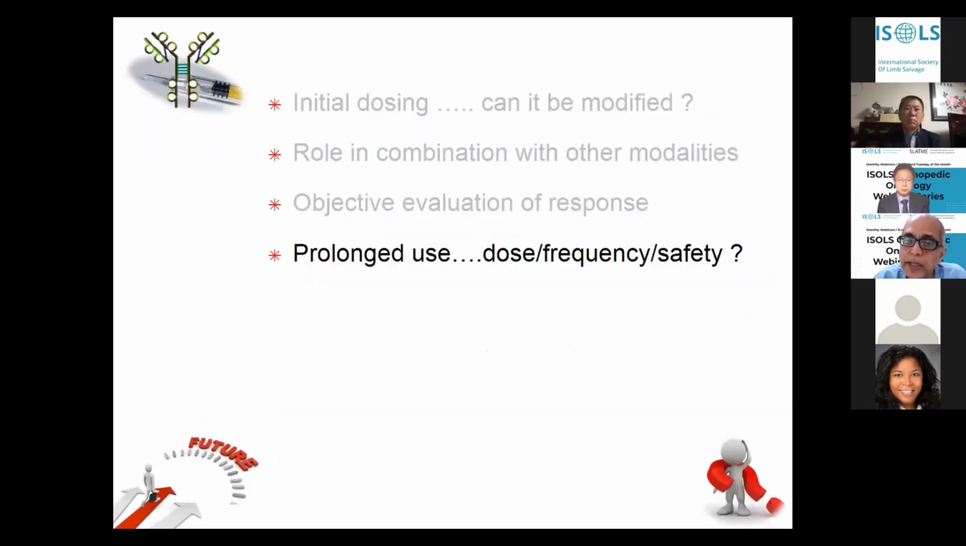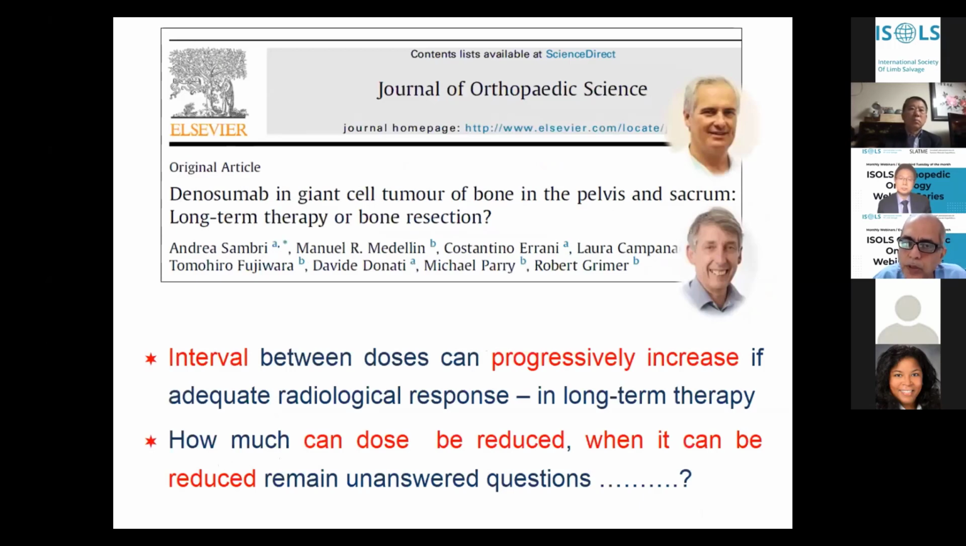The next point that we need to look at, if we are going to give prolonged denosumab: can we change the dose? Can we change the frequency? And what is the safety? Again, the initial group published a paper and they spoke that the interval between doses can progressively increase if there is adequate radiological response. But they did not reach any conclusion as to how much the dose can be reduced, what is the frequency that can be given, etc. And these are parameters that we will need to study.